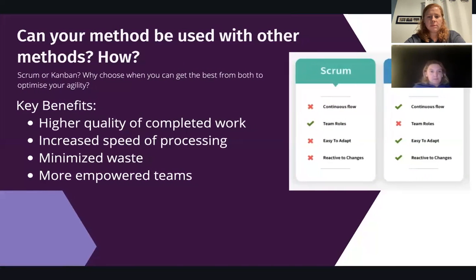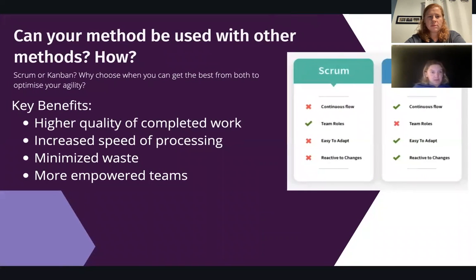How can Scrum be used with other methods? Well, let's take Scrum and Kanban, for example. Why choose one when you can get the best from both to optimize agility? Some key benefits are a higher quality of completed work, increased speed of processing, minimized waste, and more empowered teams.